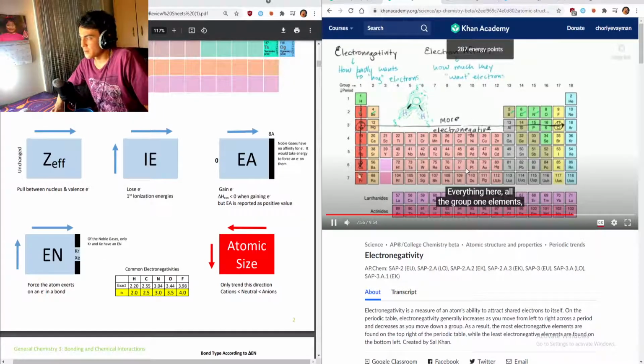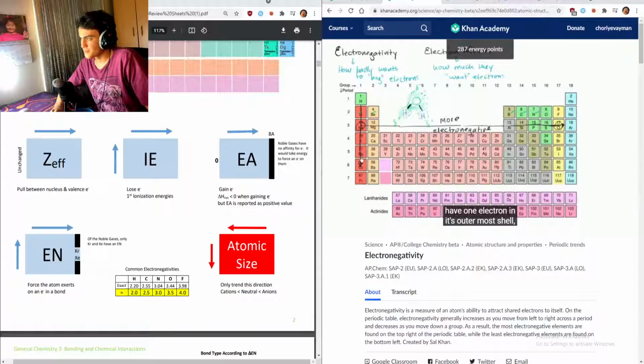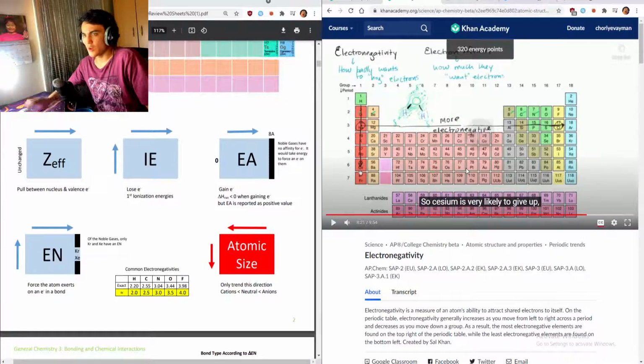All the group 1 elements have one electron in their outermost shell, but that one electron in the outermost shell in cesium is a lot further away than the outermost electron in lithium or in hydrogen. Because of that, it's easier to get rid of it. There's more interference between that electron and the nucleus from all the electrons in between, and it's also just further away, so it's easier to grab it off. So cesium.